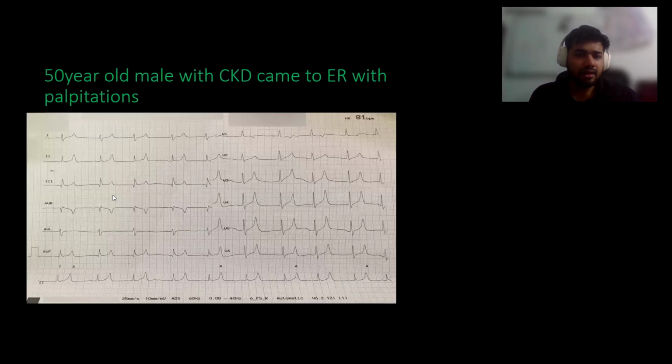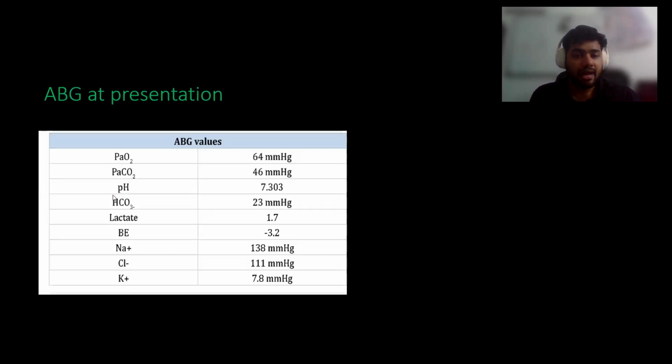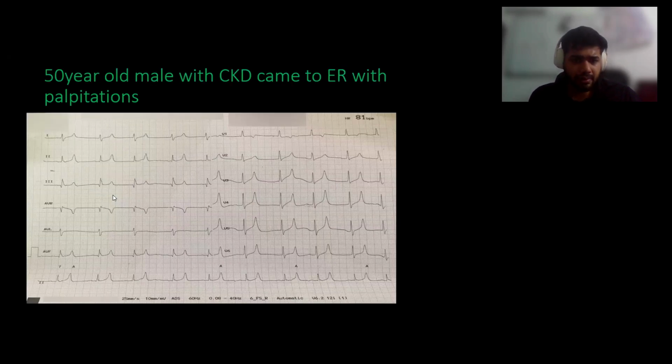This is a 50-year-old male with CKD who came to ER with complaints of palpitations. ECG is showing this. Okay, here in ECG, patient is having tall hyperacute T waves. The T waves are tall in most of the precordial leads.